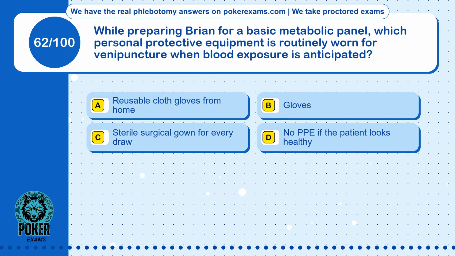Question 62. While preparing Brian for a basic metabolic panel, which personal protective equipment is routinely worn for venipuncture when blood exposure is anticipated? Option A, reusable cloth gloves from home. Option B, gloves. Option C, sterile surgical gown for every draw. Option D. No PPE if the patient looks healthy.